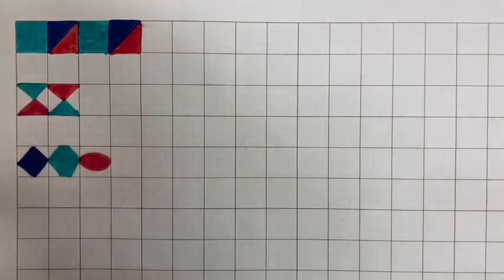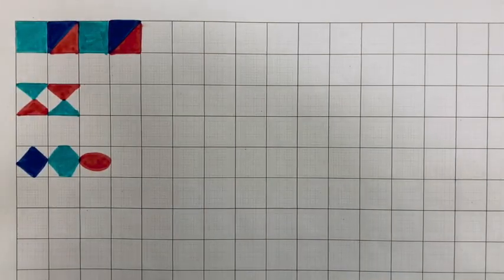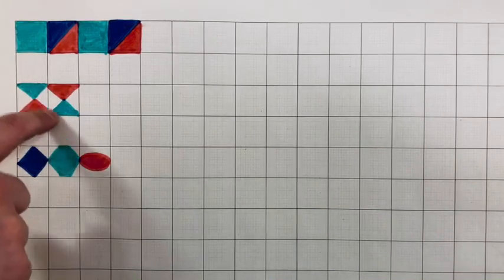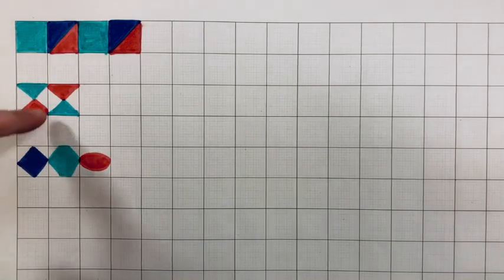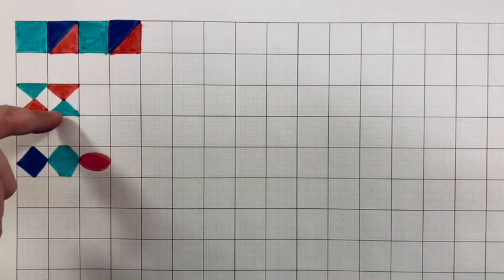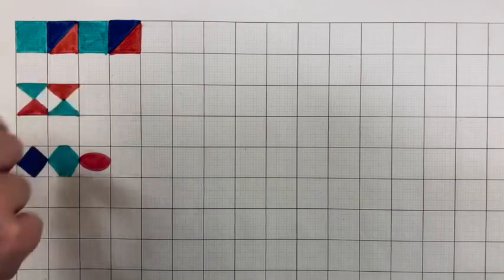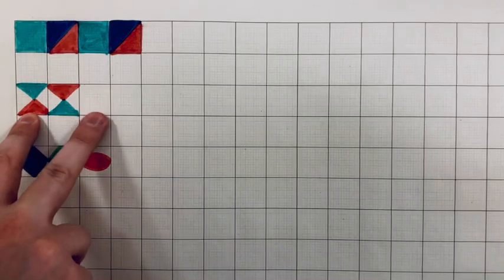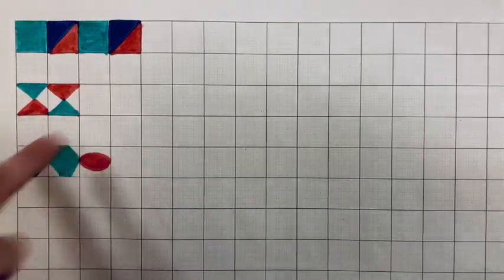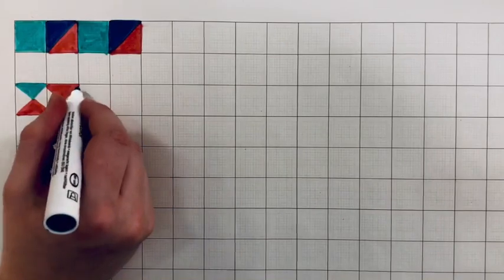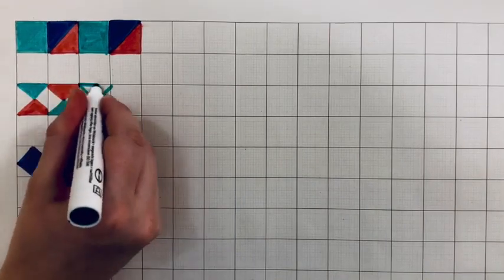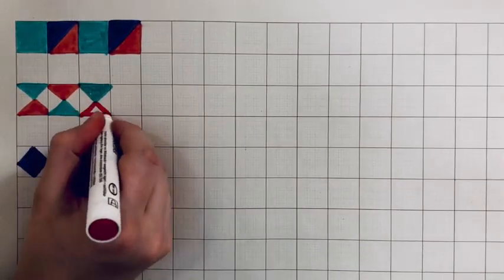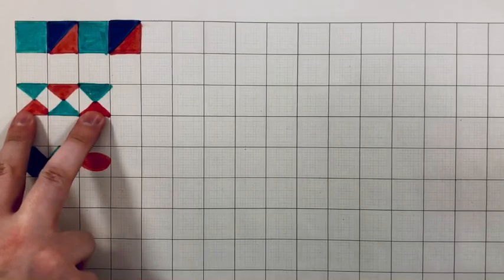The next pattern is also hard. There is a green triangle on top of a red triangle, and that's in the first square. Then there is a red triangle on top of a green triangle in the next square, and I can continue this pattern. So here and here, there must be a green triangle on top and a red triangle below. So I can draw my green triangle and my red triangle under that. So that and that is the same.